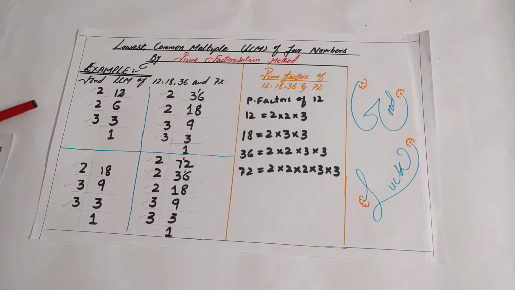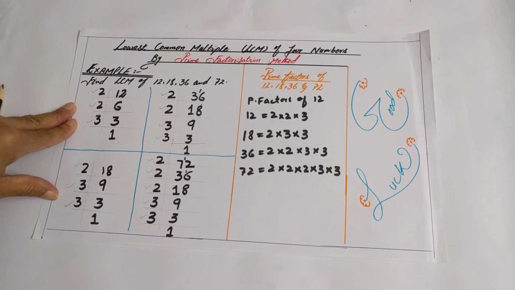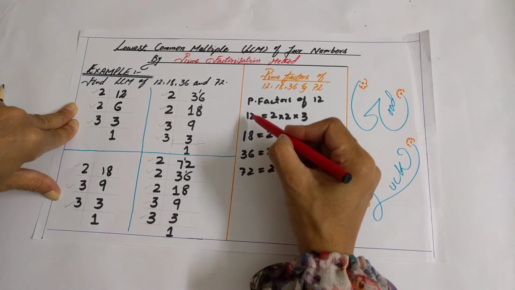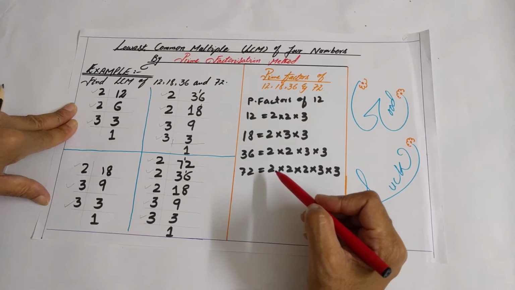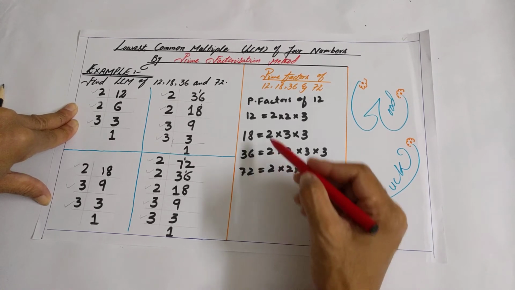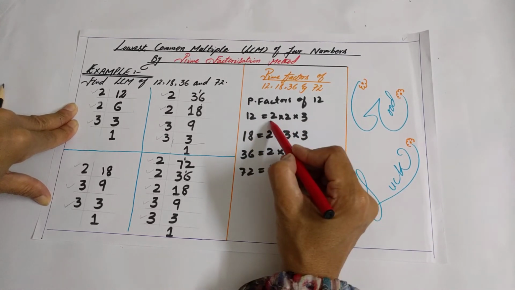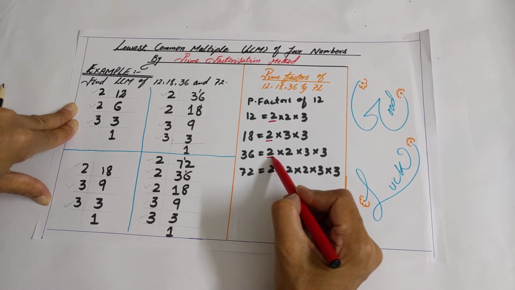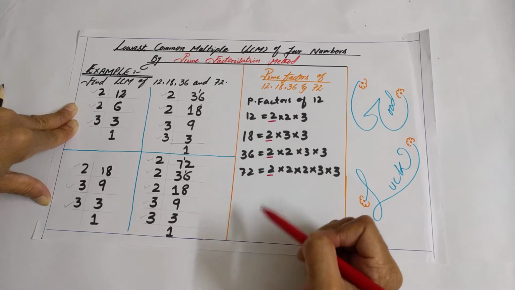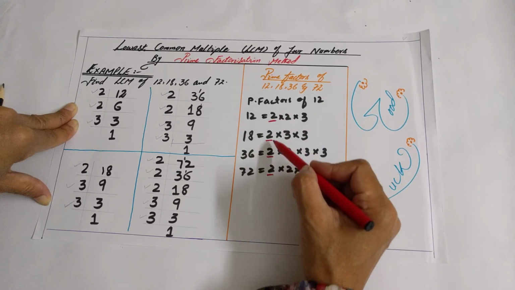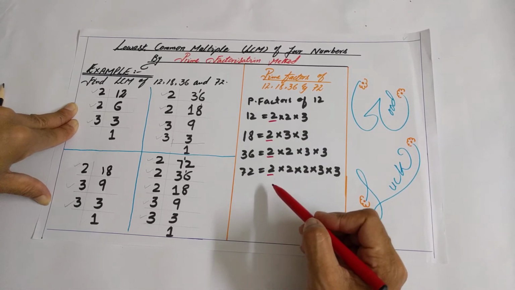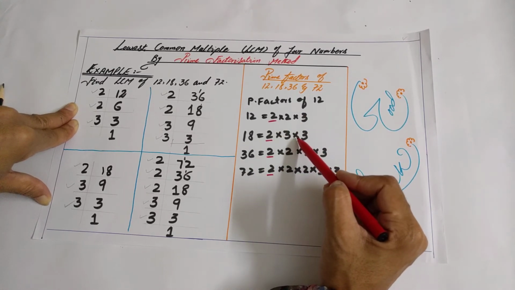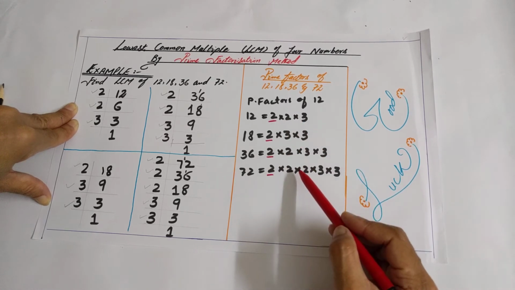Those factors which are common in all. Firstly, you will check those factors which are common in all these 4 numbers. You will choose those factors which are common in all these 4. 2 is common in 12, 18, 36 and 72. 2 is common in all 4 numbers. Now again check. 2 is over here, but 2 is not over here. It means 2 is not common in all these 4.